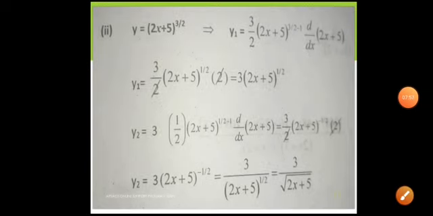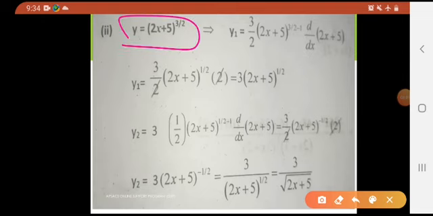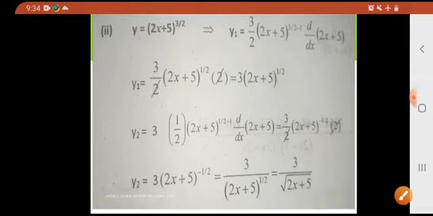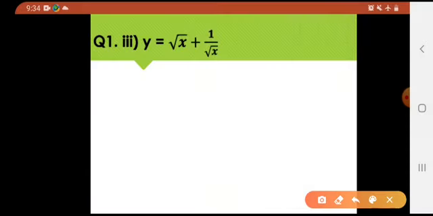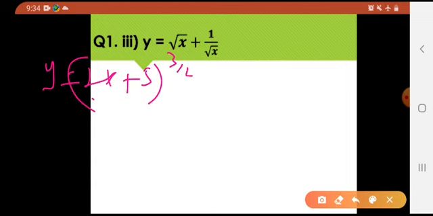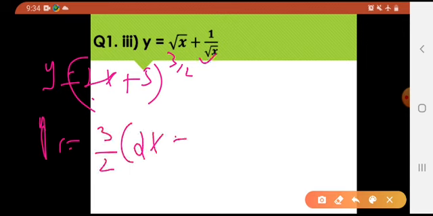Next question, next part which I have written here just to explain it to you. See, this is your function. You have to find y1 and y2 both. Okay, let me explain this a little bit. 2x plus 5 raised to the power 3 by 2. Here y is equal to 2x plus 5 whole raised to the power 3 by 2. What would be my first derivative? The power rule will apply. So it would be 3 divided by 2, 2x plus 5, power minus 1.